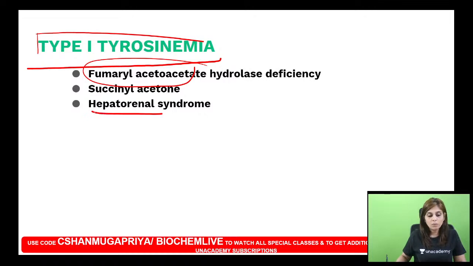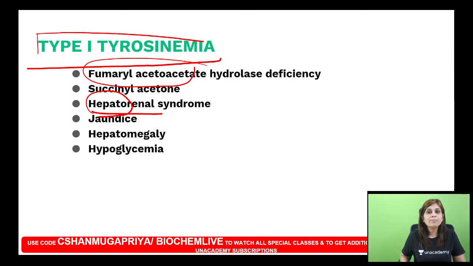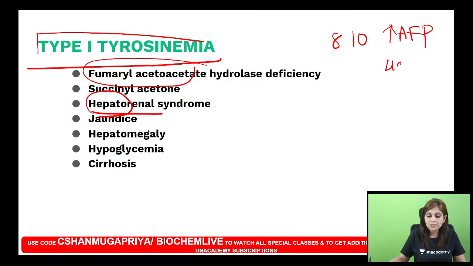So why hepatorenal? What are the findings related to the liver? The child will present with jaundice, because liver parenchymal cells are damaged, with hepatomegaly, sometimes even cirrhosis, and it can even progress to hepatocellular carcinoma. So if the history says an 8-year-old or 10-year-old boy presents with a massive elevation of alpha fetoprotein, and investigation reveals liver primaries, so hepatocellular carcinoma in a small child, immediately your answer should be type 1 tyrosinemia.